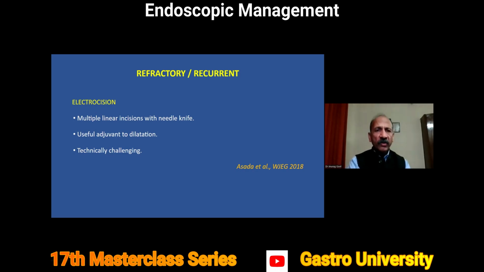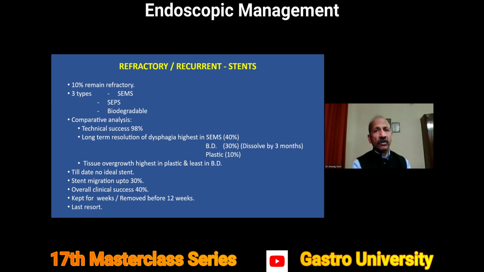It is a very useful adjunct to dilatation, though of course it is technically challenging. I have personally used it only once in a corrosive stricture, without good result. However, I don't say that the technique is bad because I did not have a good result, primarily maybe because of less experience in using it in corrosive strictures. This is a technique very commonly used in asthmatic strictures though. Last of all, if electrocission also doesn't help, we have stents.